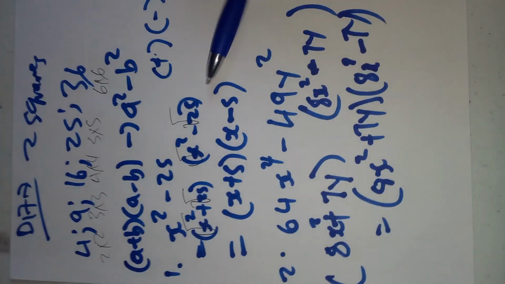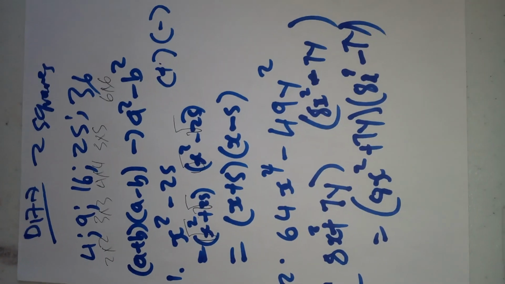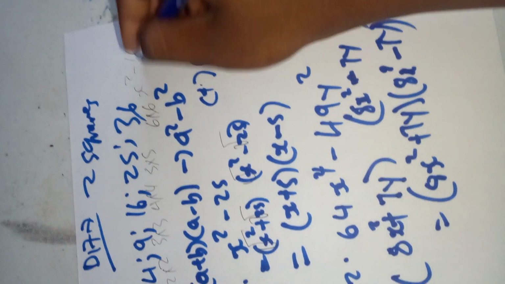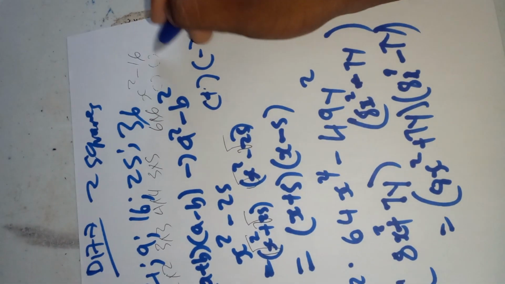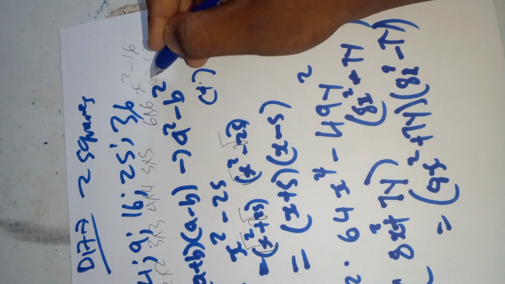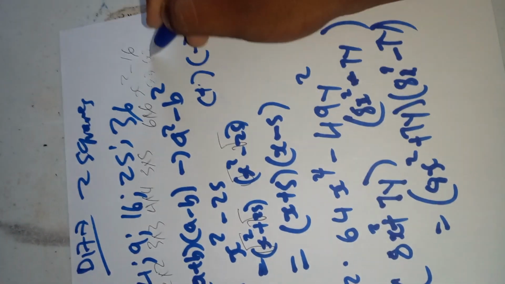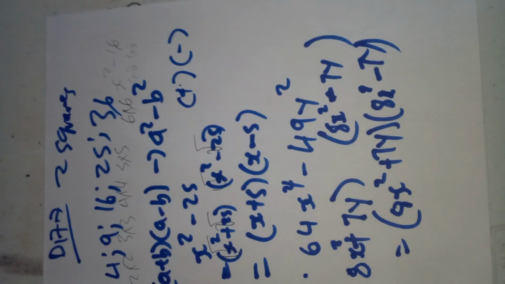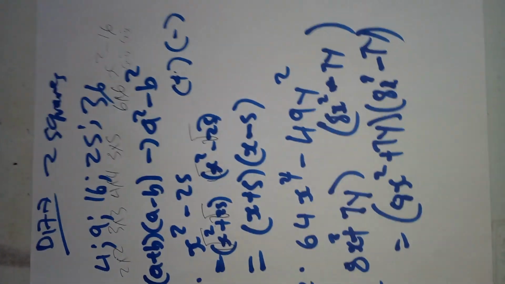So that's what you will have to know with difference of two squares. Even if you have something like x squared minus 16, you know that you're going to put two brackets. Then on this side you have x plus 4, and on this side you have x minus 4. You see how easy it is. So there's no problem there, but you're going to be doing more questions and more examples as time goes on.